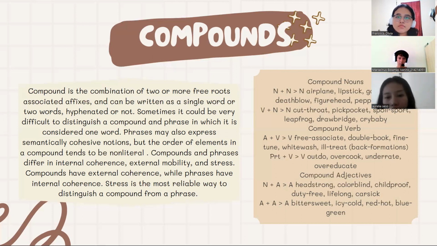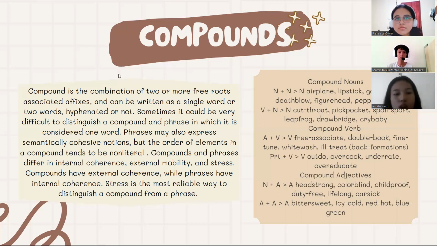So next are the examples, three types of compounds. The first one is the compound noun. A compound noun is a noun that is formed by a combination of more than one part of speech. So first, there is noun plus noun, like airplane and lipstick, and then verb plus noun becomes a noun, like heartthrob, pickpocket, spoilsport, and so on.